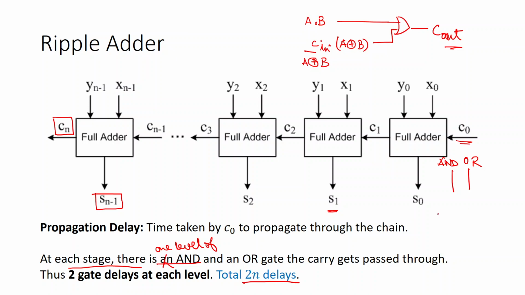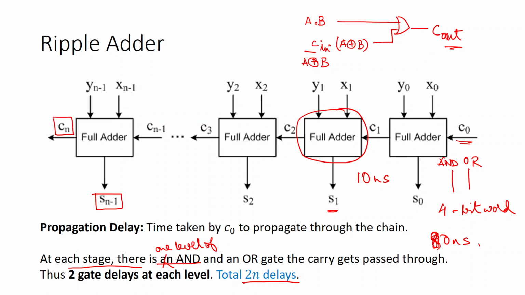So if the propagation delay of each full adder is suppose 10 nanosecond, then for a 4-bit word to be added, you will have 40 nanosecond delay. Sorry, I think 2n delays, right? So 2 into 40, so 80 nanosecond delay you will have. So this is the drawback of ripple adder.